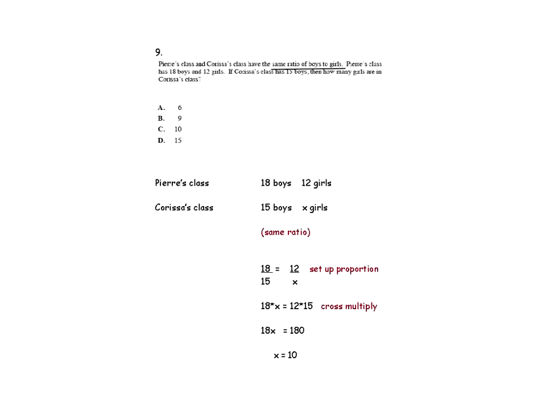So it's good to write that down. Pierre's class, 18 boys, 12 girls. Carissa's class, 15 boys, x girls, because we don't know how many there are. But we do know that this is the same ratio. 18 to 12 is the same ratio as 15 to x. And so we wrote same ratio underneath. So once we have the information organized like this, that's great.